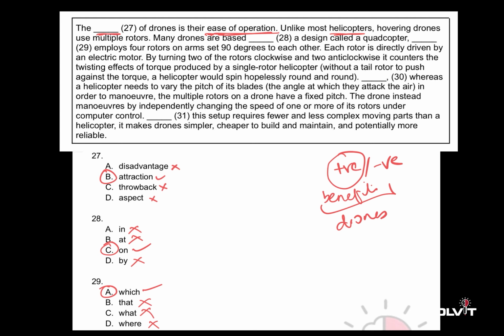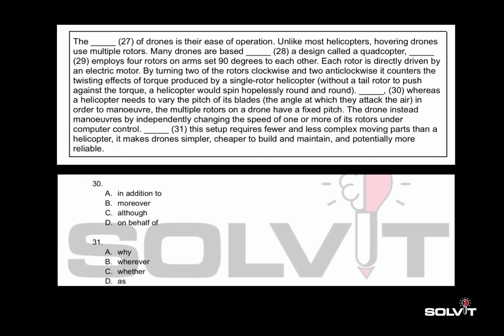Okay, the options for the rest of the blanks are on the next slide, so I'm just going to move on to the next slide. Okay, so we're starting from blank number 30. Whereas a helicopter needs to vary the pitch of its blades, the angle at which they attack in the air in order to maneuver, the multiple rotors on a drone have a fixed pitch.